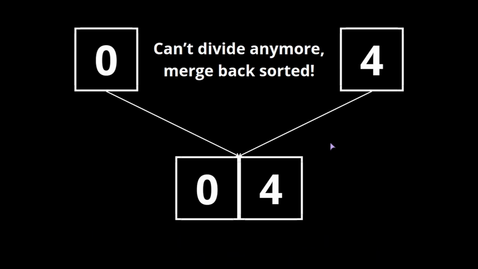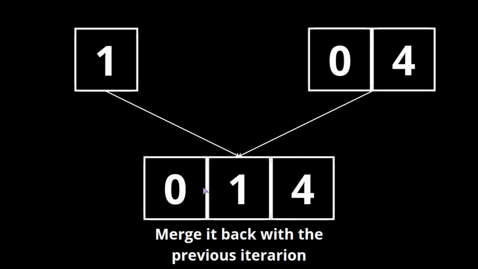So we break down these two. We ask which one is bigger in case 4. This 4 is the biggest element. So we insert 4 here, and then we insert 0. And here we ask the same questions. So which one is the biggest element? Is it 1 or 4? 4.